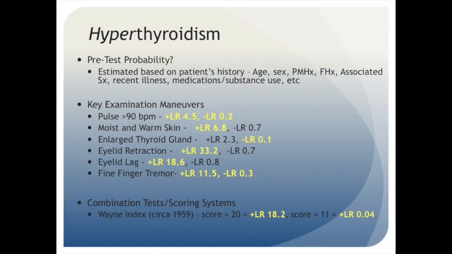So here you can see several other physical exam maneuvers that were included in that one large study I mentioned. And you can see some of them are very predictive of hyperthyroidism. For example, the classic fine finger tremor, which has a positive likelihood ratio of 11.5 and a negative likelihood ratio of 0.3. Here's UC Davis Master Clinical Educator Dr. Mark Henderson demonstrating a technique for assessing a fine finger tremor.